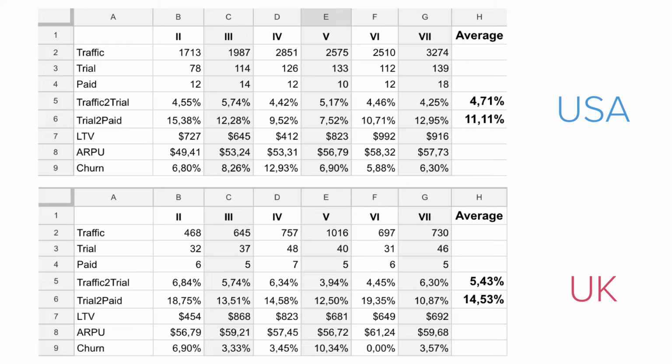As you can see, for example, we have the USA and the UK. In the USA, the average conversion rate on traffic we drive to our websites and landing pages is 4.71%, and trial to paid is 11.11%. But in the UK, the average conversion rate is 5.43% and trial to paid is 14.53%. So clearly, the conversion rates across the funnel are much better in the United Kingdom.